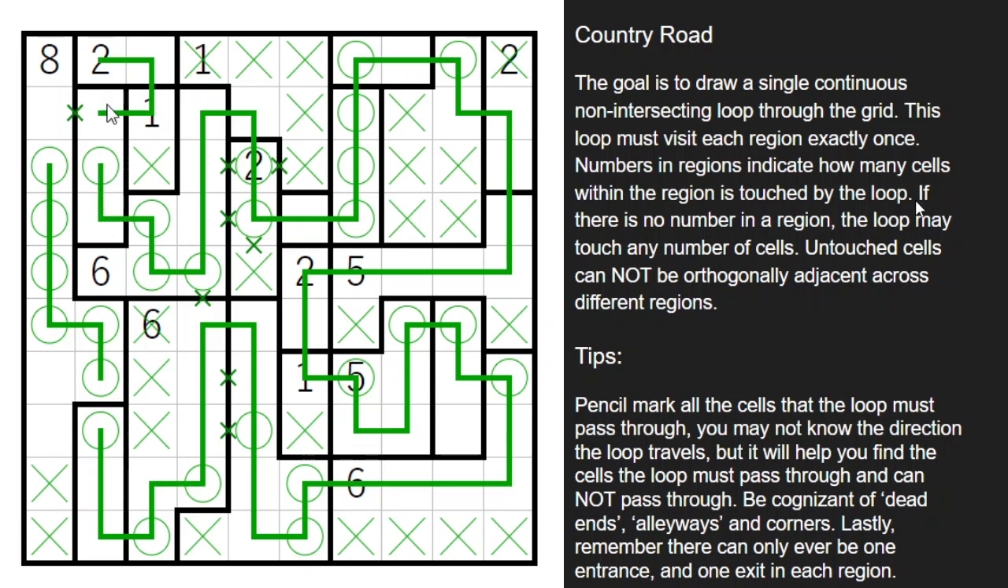This is a corner, so it enters that way. Can't go towards the 8, so it comes down. Now this loop end has to come into the 8 like that, and there you have it.